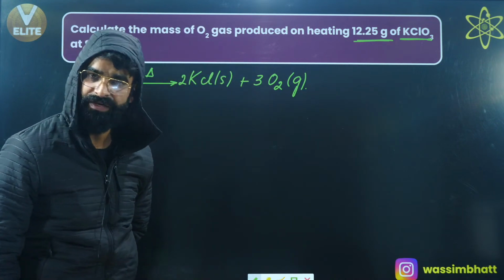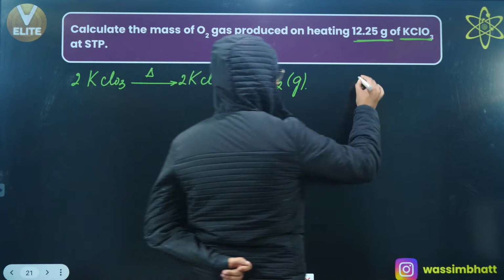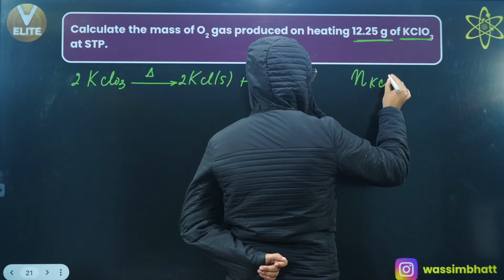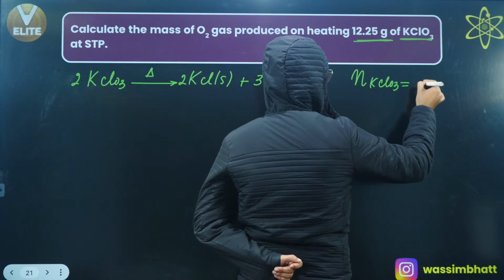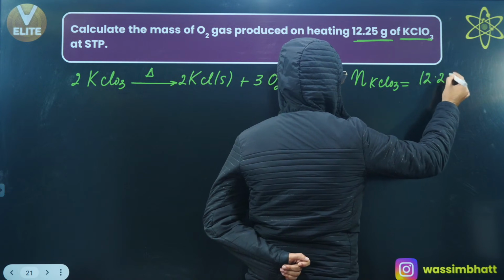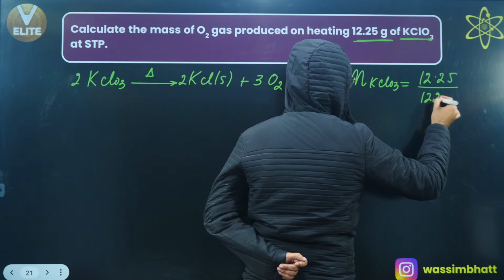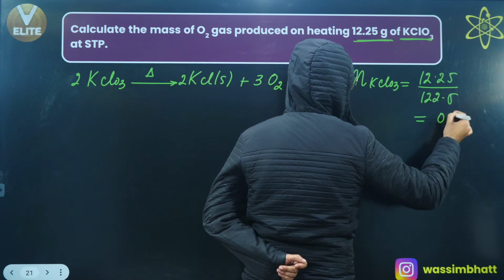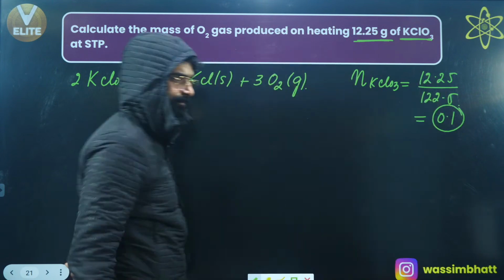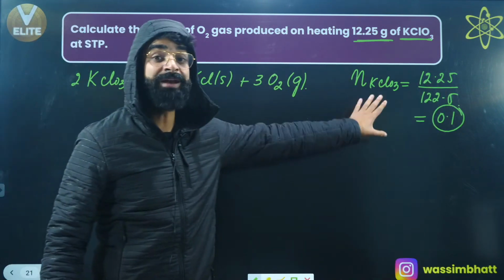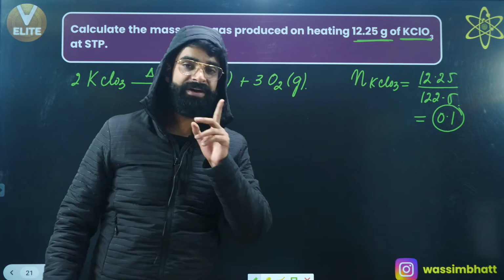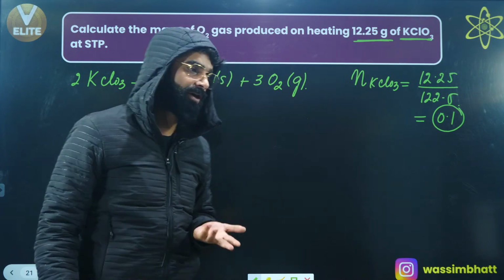If I am given the mass of KClO3, what am I supposed to calculate? I am supposed to calculate the moles of KClO3 first, which is going to be equal to mass of KClO3 divided by molar mass of KClO3, which is 122.5. The value comes out to be 0.1. I got 0.1 moles of KClO3. As I told you, whatever is the given quantity, convert it into number of moles.